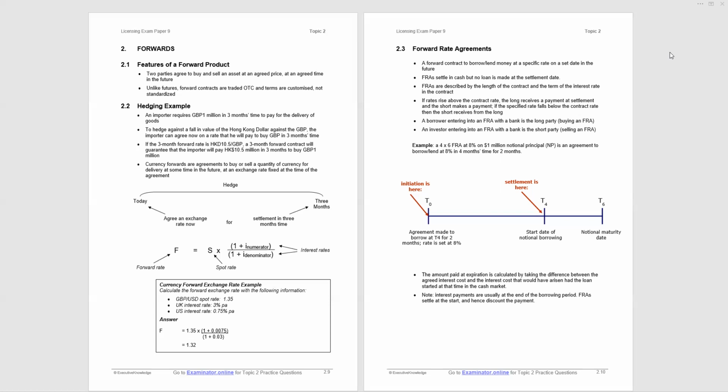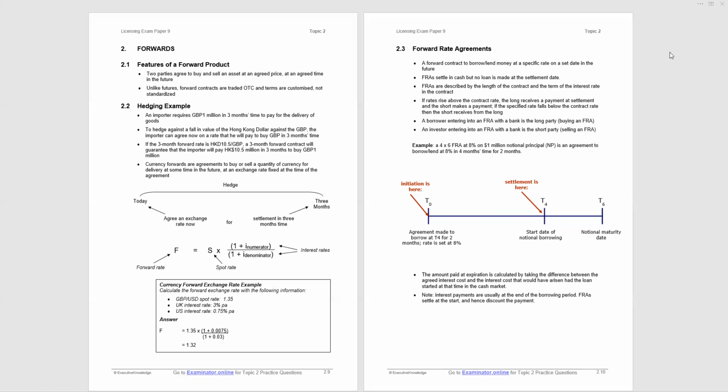If rates rise above the contract rate, the long receives a payment at settlement. So if you were borrowing and interest rates go up, you're exposed, you receive a payment, and the short makes the payment. If the specified rate falls below the contract rate, so that's you're exposed where you are investing money, then the short, the person that sold the FRA, receives from the long. Now, slightly confusing, but if you just get that relationship into your mind, that is important.